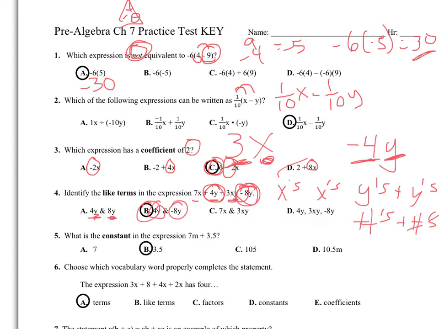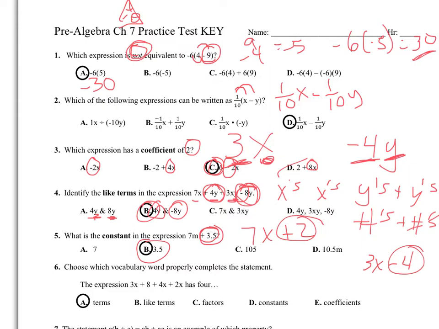All right, number 5. What is the constant in the expression 7m plus 3.5? All right, constant, that just means the number without any variable. So if I said 7x plus 2, the plus 2 would be the constant. If I said 3x minus 4, then the negative 4 would be the constant. So 7m plus 3.5. Well, 3.5 is the constant. That's the number without the variable. So we just look through our answers, and that's why 3.5 is our constant.